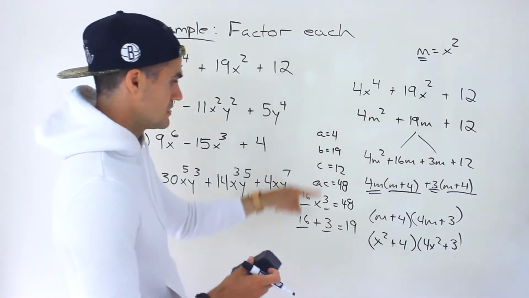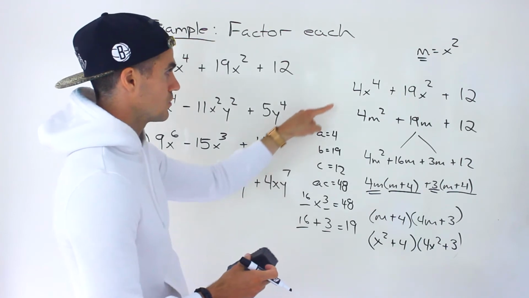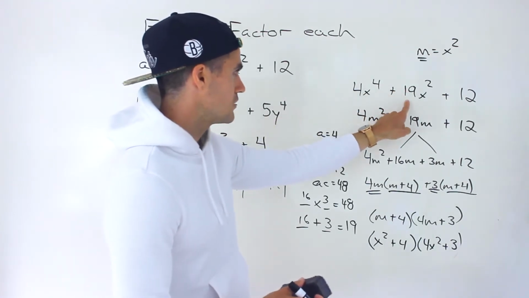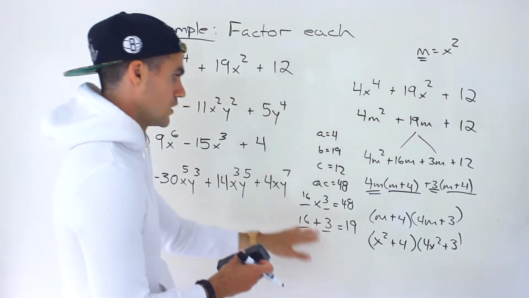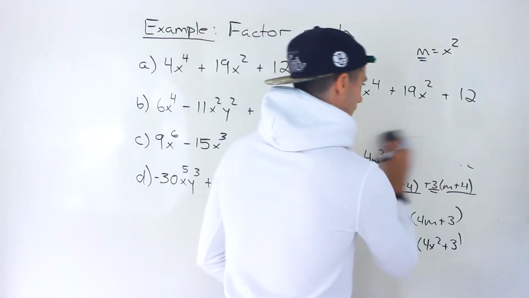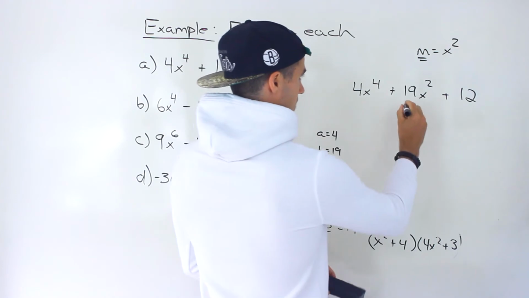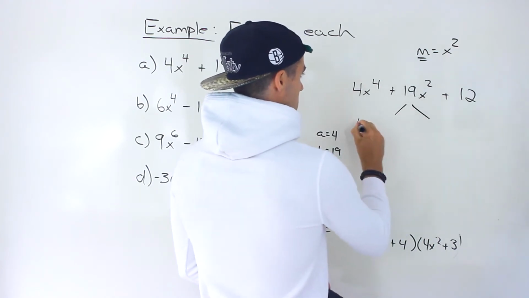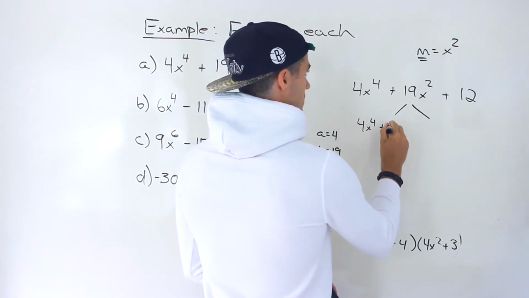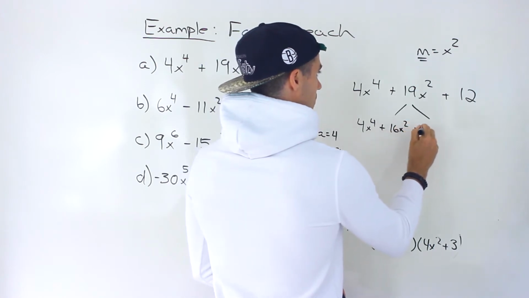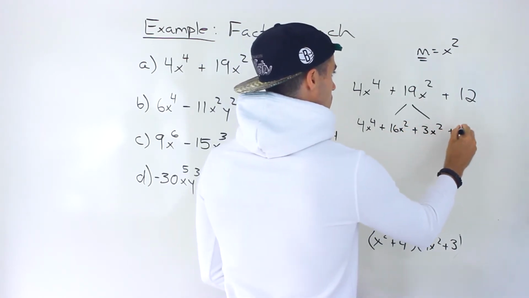It would still be these two numbers, 16 and 3, so the a value would still be 4, the b value 19, the c value 12. You do that process. Let me actually keep this last line. And so what you would do is you would just decompose this. So we'd have 4x to the 4 plus 16x squared plus 3x squared plus 12.